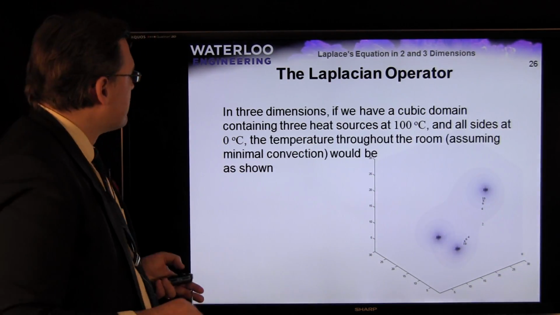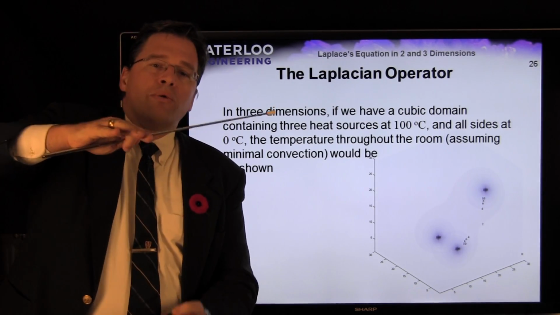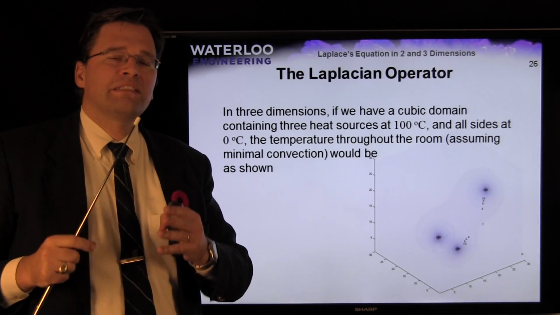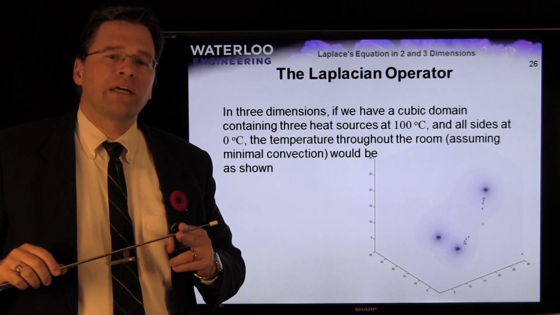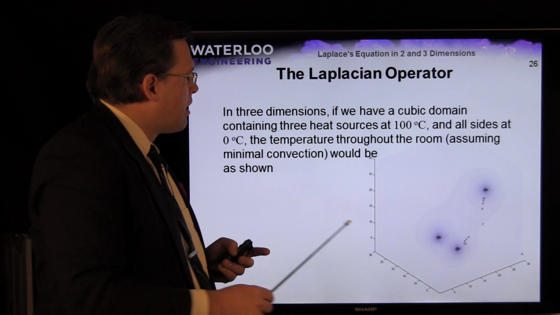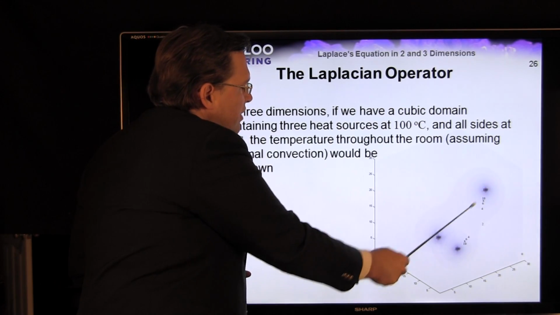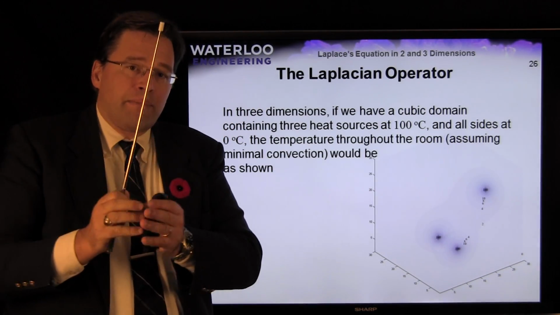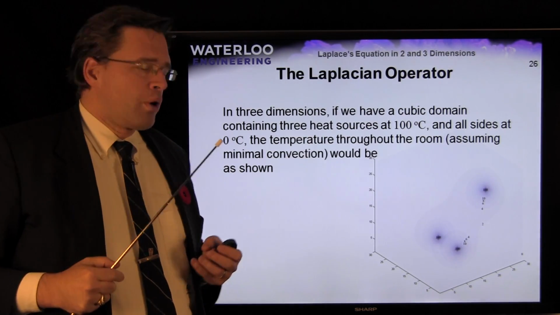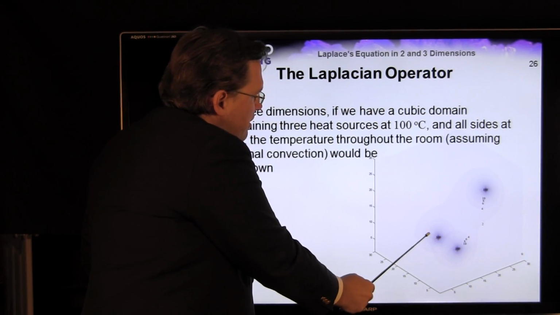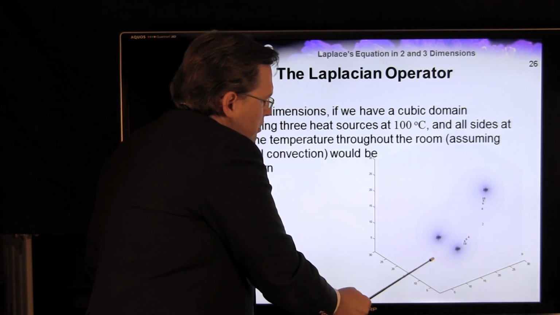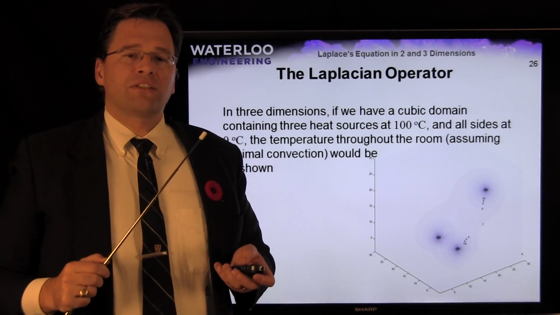Similarly, let's say you have a cube where all 6 sides are at 0 degrees Celsius, and we have 3 heat sources that are continually radiating at 100 degrees. The sides are kept at 0. These 3 points are at 100 degrees. Well, within the vicinity of each of these points, you would expect the temperature to be close to 100. However, with only 3 points being warm, very quickly as you move away from one of these points, the temperature drops. This is the boundary of the region where the temperature is 2 degrees.